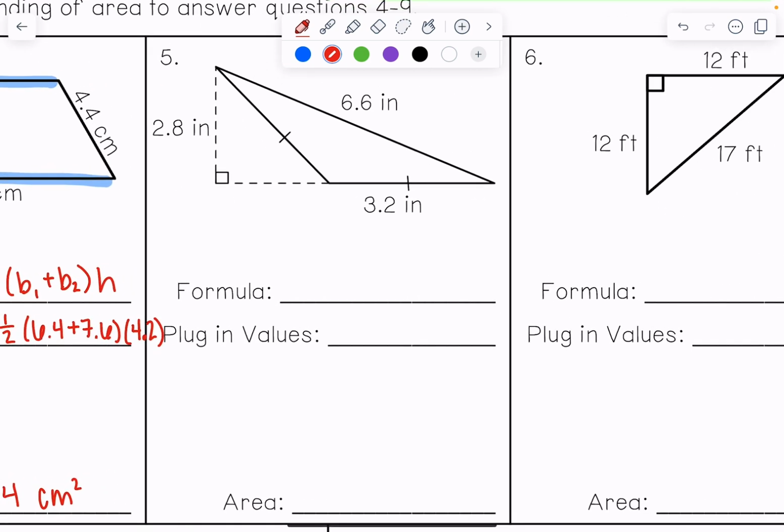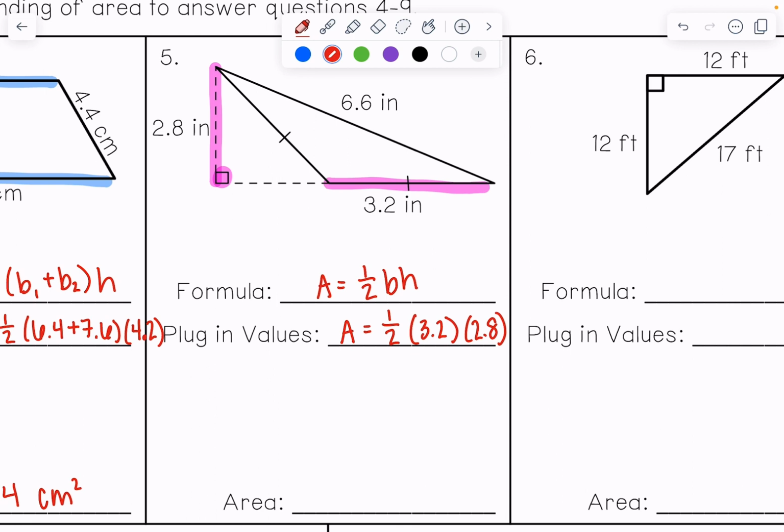Number 5, first, what shape is it? We have a triangle, therefore we're going to use the triangle formula. Area equals half base times height. We're going to plug in values. So we don't know the area. Half is a constant, so we bring it down, times the base. So remember, we're looking for base and height. We do need to use this right angle. So here is our base and height. So base is 3 2/10, and the height is 2 8/10.